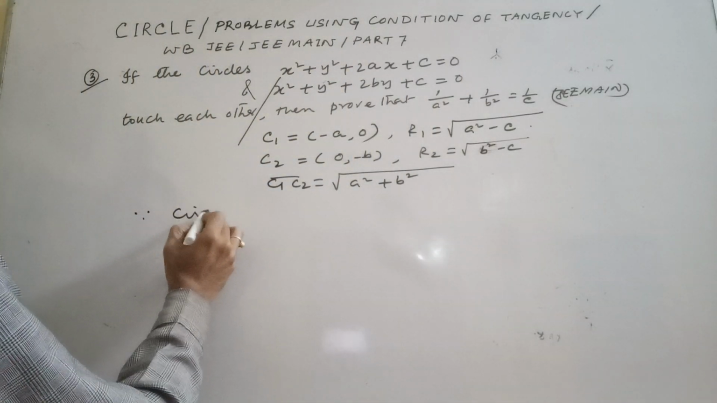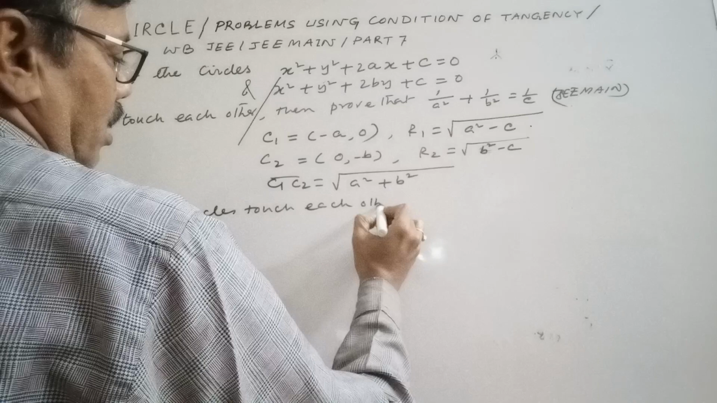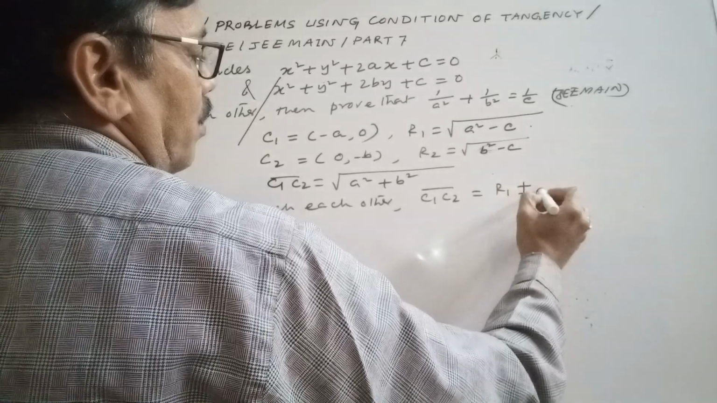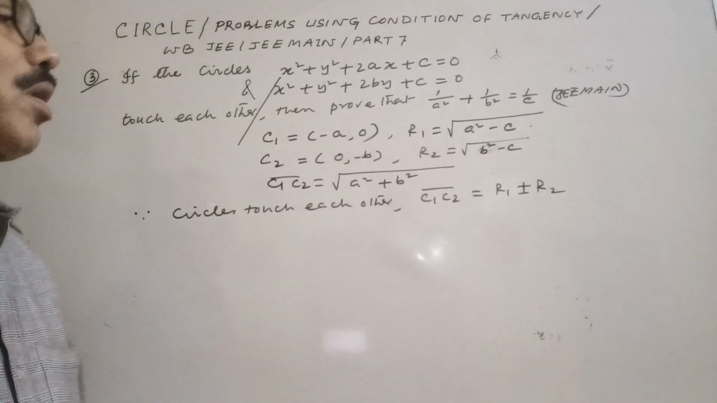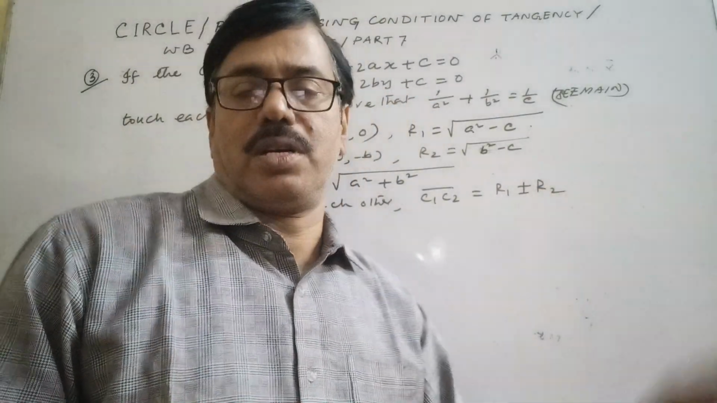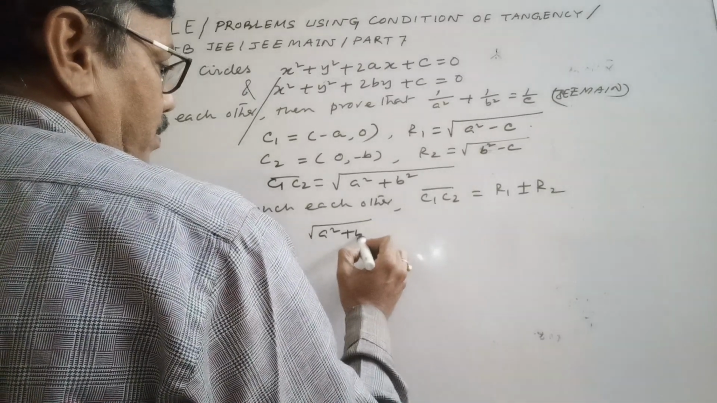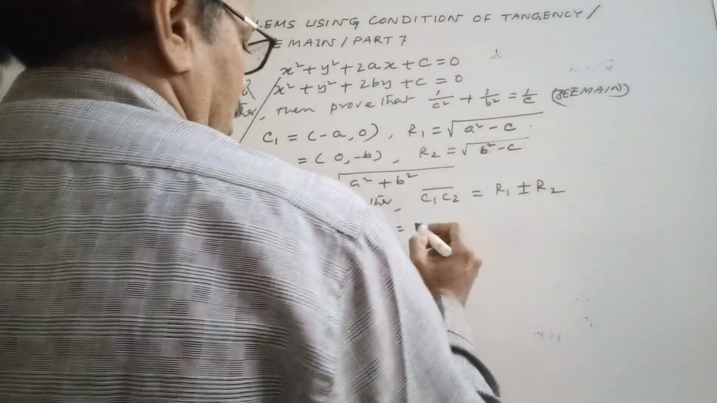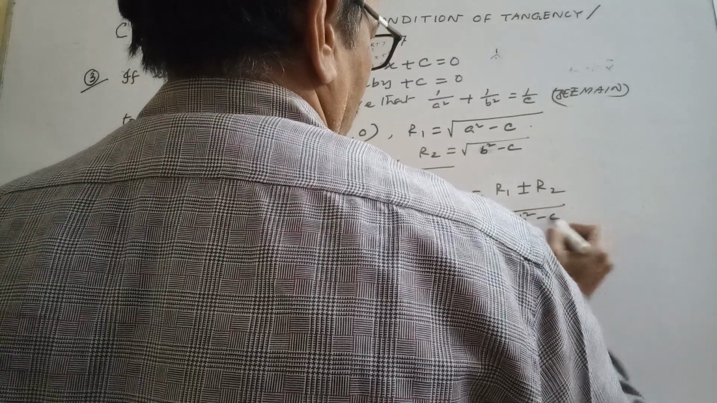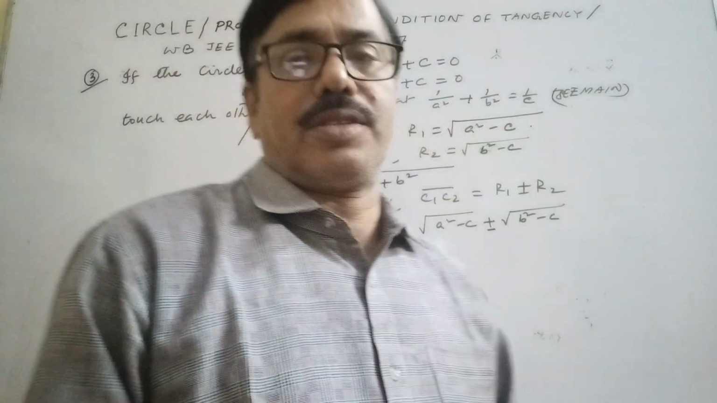Since the circles touch each other, therefore C1C2 equals R1 plus or minus R2. Plus if they touch externally and minus for internally. So root of a square plus b square equals root of a square minus c, plus or minus root of b square minus c. So we are getting this relation.